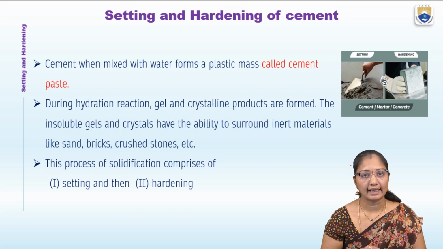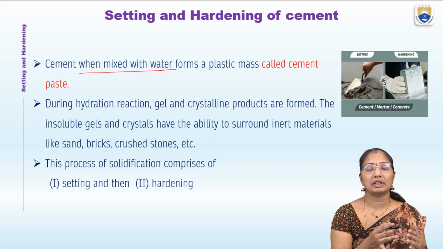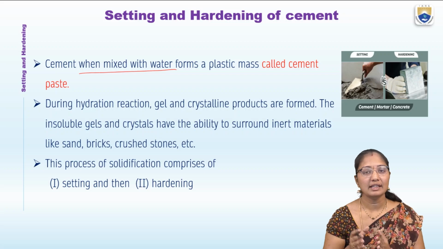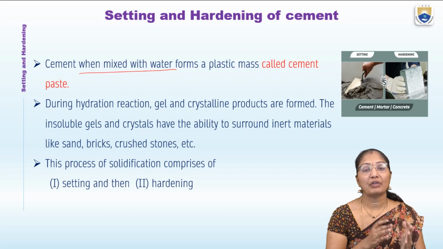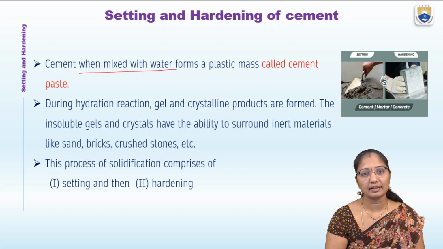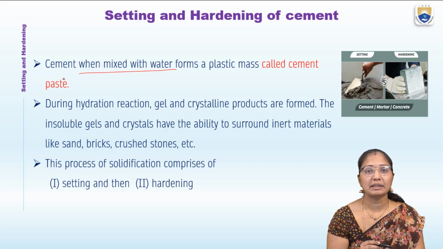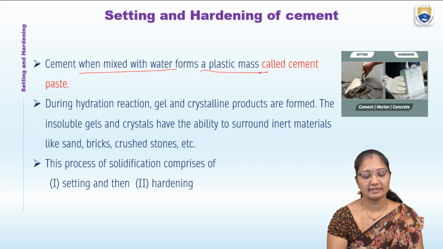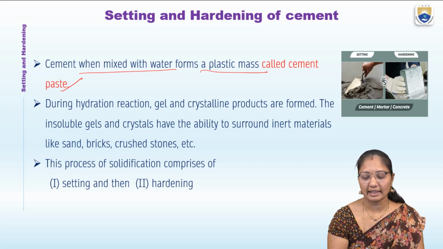Then what is setting and hardening of cement? Before this, we have known what cement is and the process involved in its manufacture to get a rough idea. Now we are moving on to how, once the finished cement is obtained, it goes through the setting and hardening phase. When cement is mixed with water, it forms a paste, a plastic mass called cement paste. When mixed with water, it forms a gel-like paste without sand, so it is called cement paste.